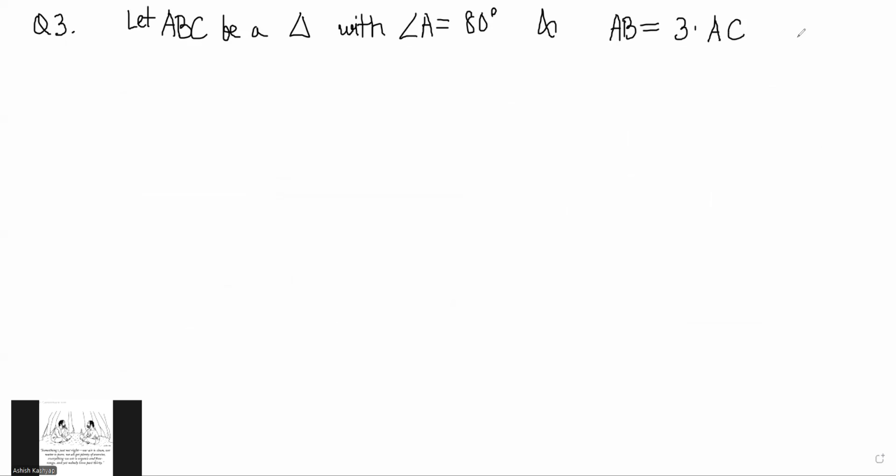Let ABC be a triangle with angle A is equal to 80 degrees and AB is equal to 3 times AC. Prove that angle ACB is greater than 75 degrees. That's the question.